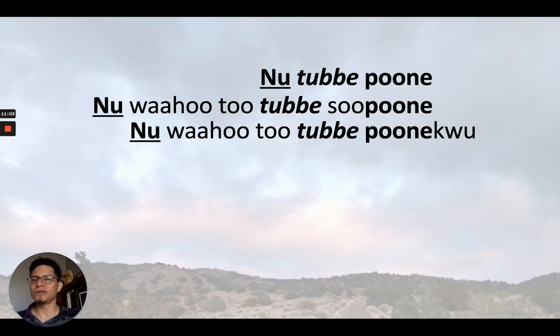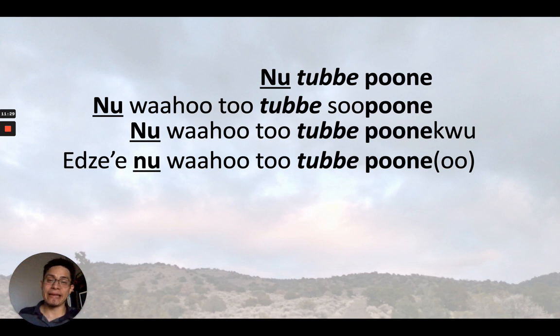Well, if you want to, hopefully you will. And here's how you can say you will see two black rocks. Wahu tutubi puniku. Puniku, that suffix at the end, ku, refers to something that will happen. Okay, I will see. Wahu tutubi puniku. I will see two black rocks.